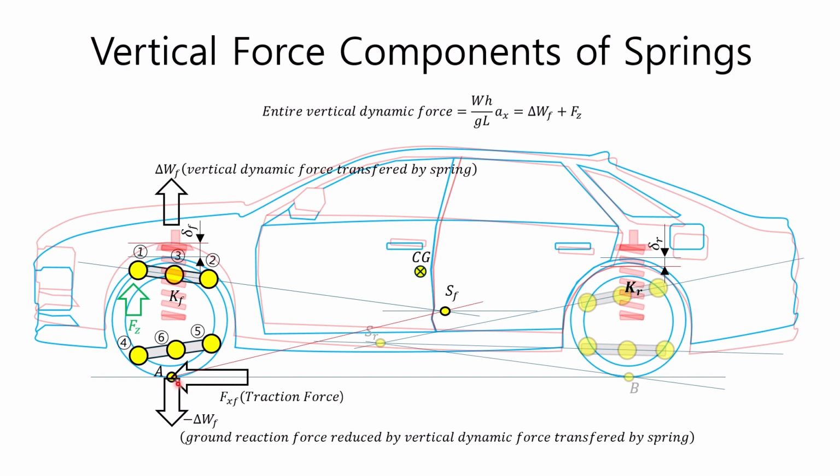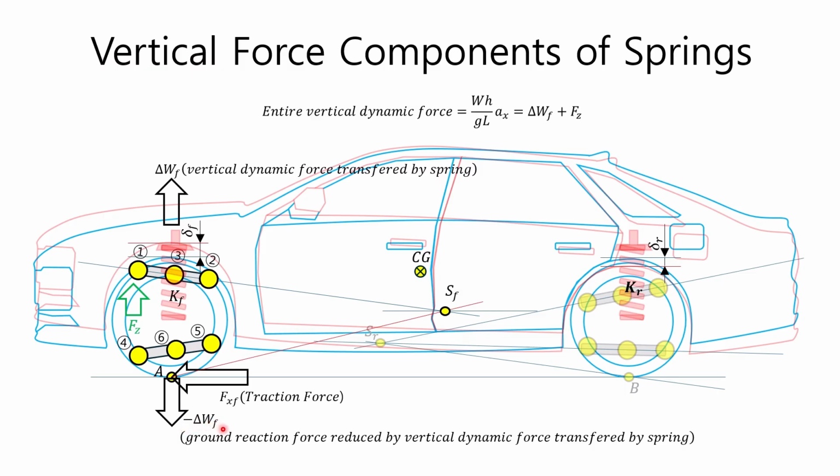Similar to the case of the rear-wheel drive analyzed in the previous video, the ground reaction force delta WF here is the ground reaction force that occurs only through the spring, not through the suspension links, due to the action of the vertical dynamic load, and has a value of 0 in the steady state. If the ground reaction force delta WF for the vertical dynamic load acting on the spring is positive, it means that the total vertical load increases due to the load transfer, and if it is negative, it means that the total vertical load decreases due to the load transfer.